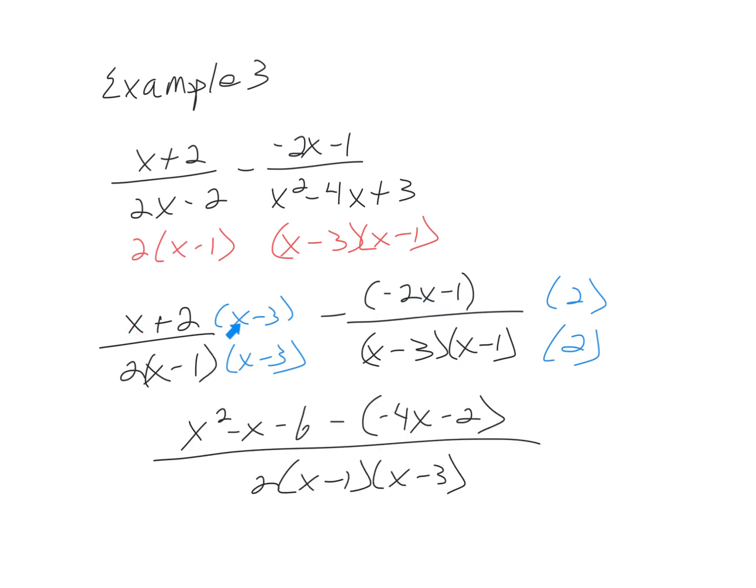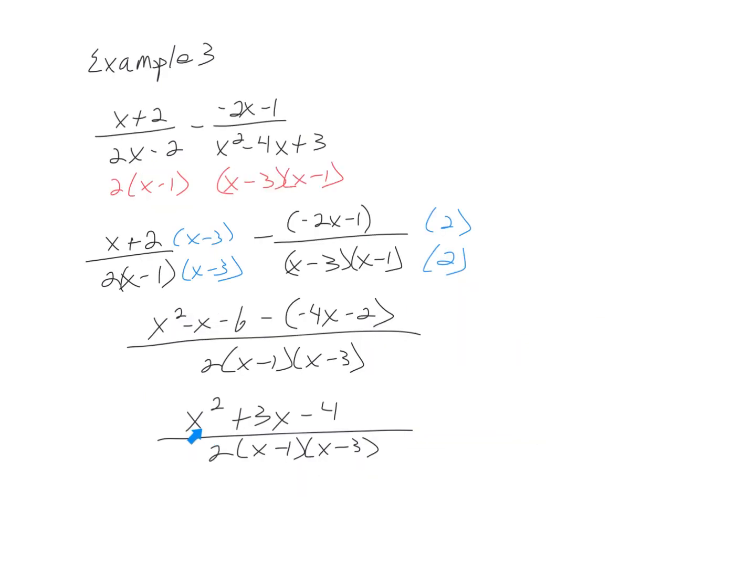Okay, so now what we have when we FOIL this, we get x squared minus x minus 6. And then I have minus, and then I left in parentheses, when we 2 times negative 2x is negative 4x, and 2 times negative 1 is minus 2, okay? And I have my common denominator of 2 times x minus 1 times x minus 3. Now in my numerator, I just need to combine all of my like terms. Be careful here, you're actually subtracting a negative 4x, which makes that plus 4x. And then minus the negative 2 would make that plus 2. Let me go ahead and combine those terms now.